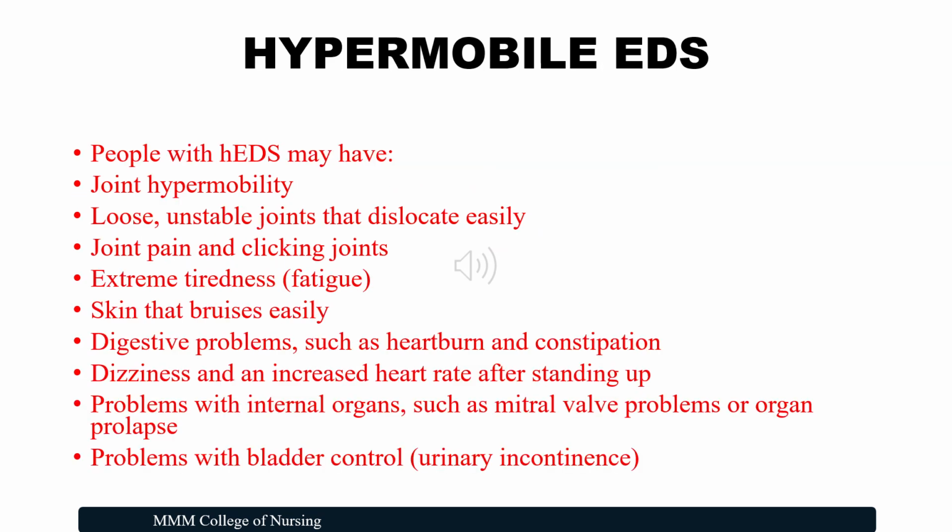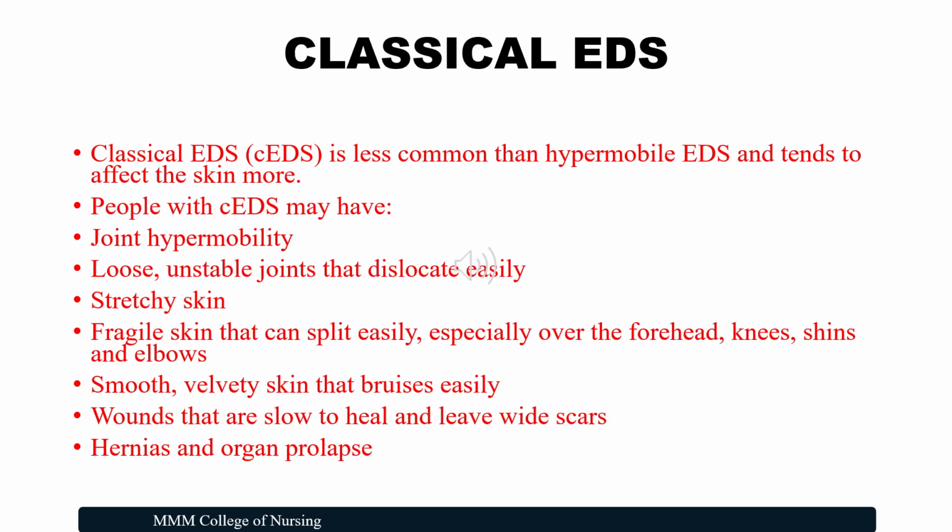So people with hypermobile Ehlers-Danlos syndrome will have symptoms like joint hypermobility, loose, unstable joints which will dislocate easily, joint pain and clicking joints, extreme tiredness, that is fatigue, skin that bruises easily, digestive problems like heartburn and constipation, dizziness with increased heart rate when standing up, problems with internal organs such as mitral valve problems or organ prolapse, and urinary incontinence. These are the common symptoms found in hypermobile Ehlers-Danlos syndrome.